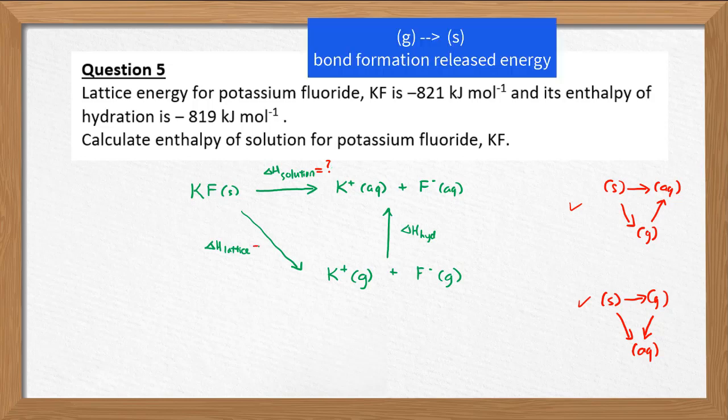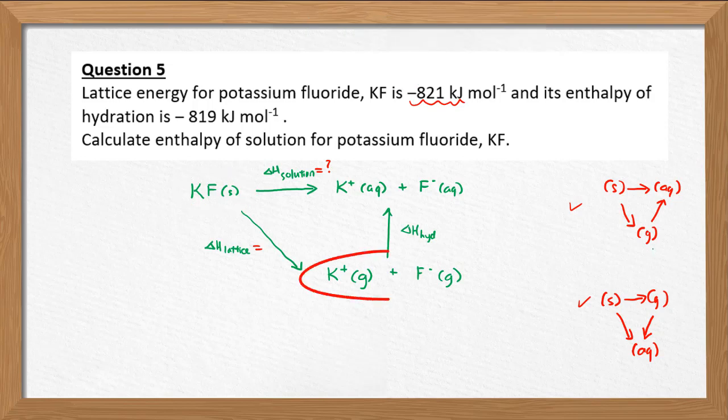Okay, and the lattice energy given here is negative. So remember that from solid into gaseous, it requires energy as it is a bond breaking process. But this one is given as negative, so we need to use positive 821 kilojoule per mole. Solid into gaseous requires energy, therefore you change the sign straight away. Next, the enthalpy of hydration given here is negative 819. Hydration proceeds from the gas into aqueous, so negative 819 kilojoule per mole.